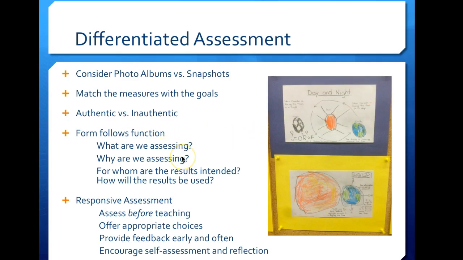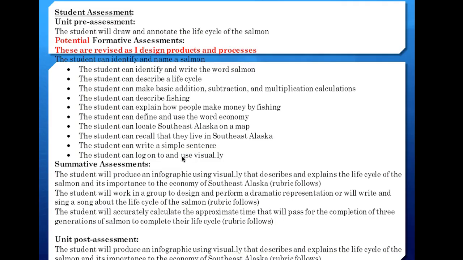So what are you assessing, and why are you assessing it, and then for whom are the results intended? And so not only is it for George, but it's for his parents to see his growth, right? Form follows function. And then responsive assessment: assess before teaching, that's the pre-teaching, offer appropriate choices, provide feedback early and often, and encourage self-assessment and reflection. This is a very good example of a pre-assessment, of a student assessment that's differentiated.